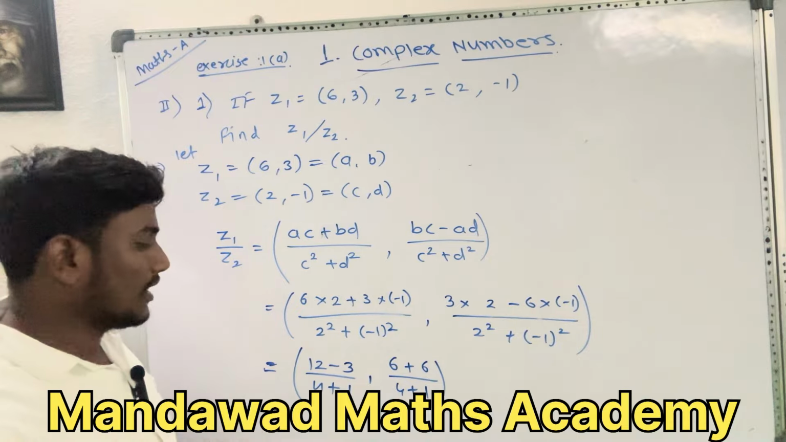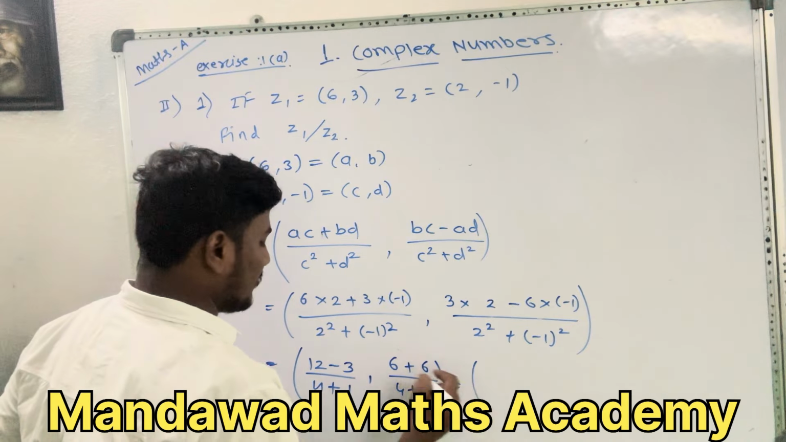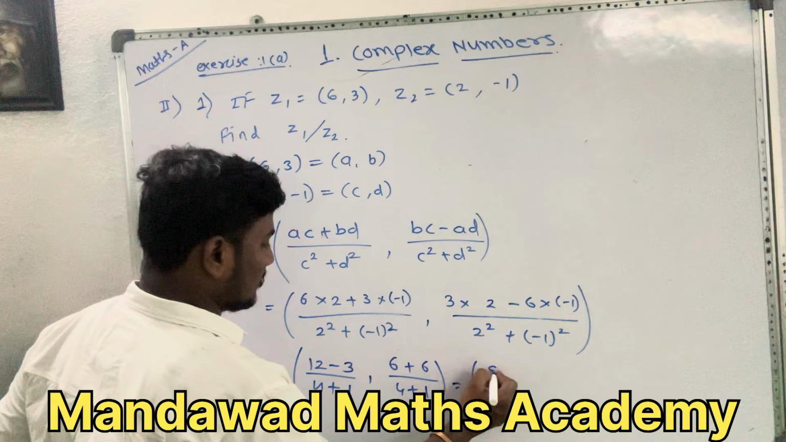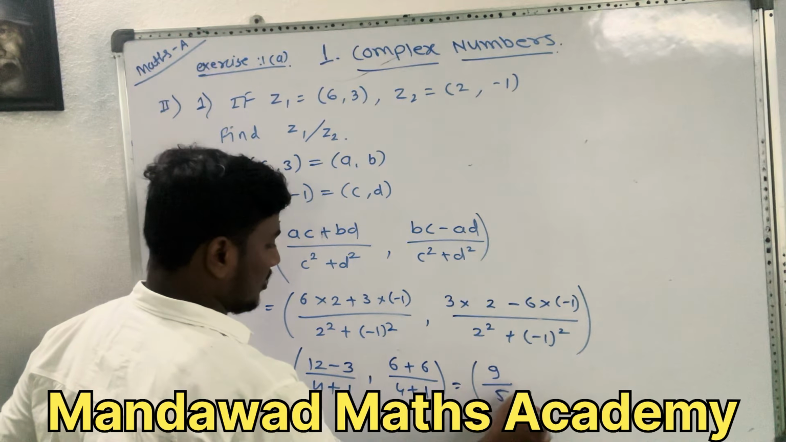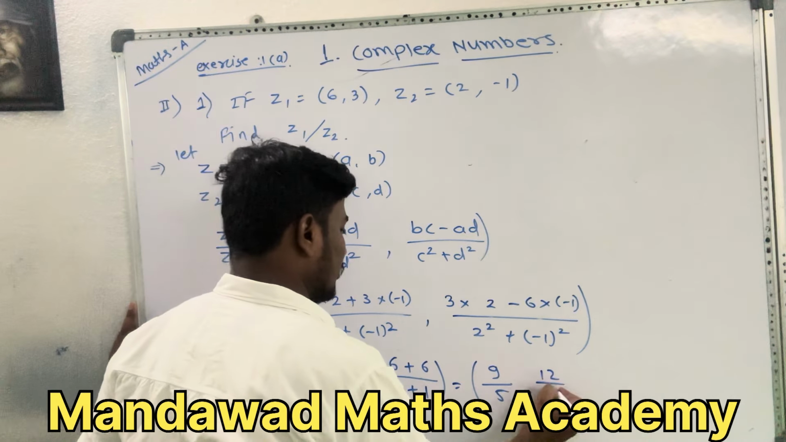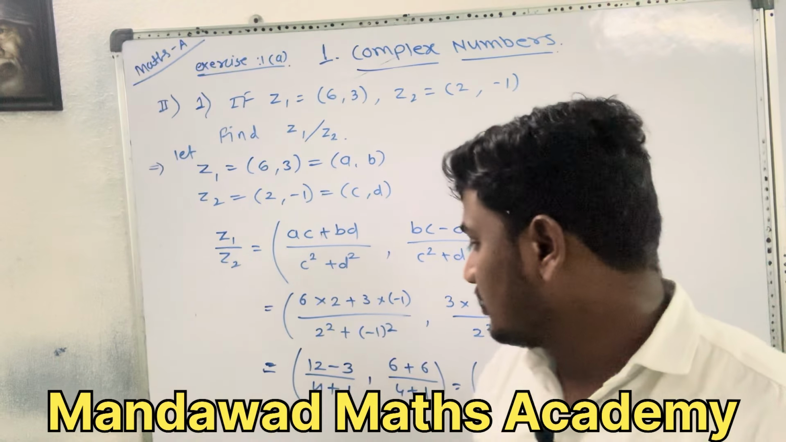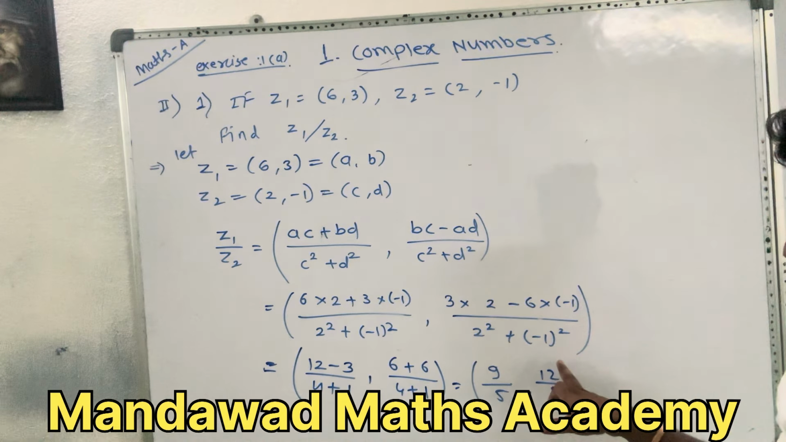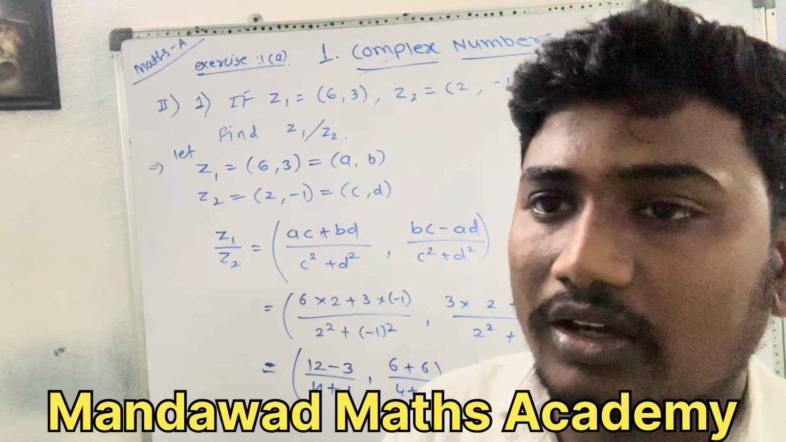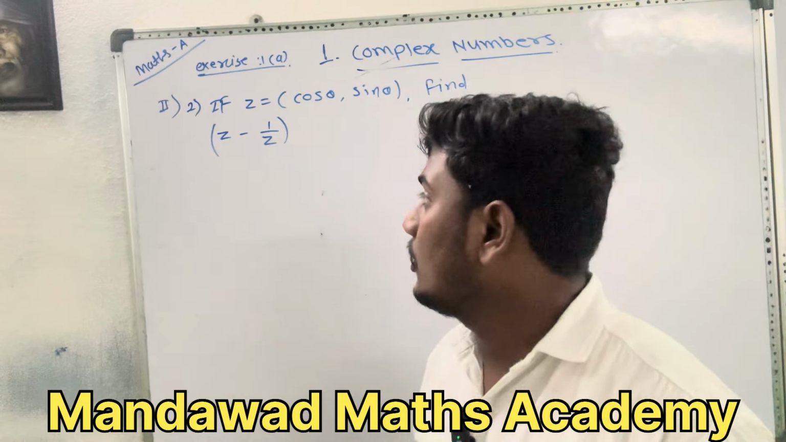Is it okay? Now we get the answer here: 12 minus 3, 12 minus 3 is 9. Here 5. 6 6 12. 12 divided by 5. So this is the answer. Z1 divided by Z2 is 9 by 5 comma 12 by 5. Okay, next question.